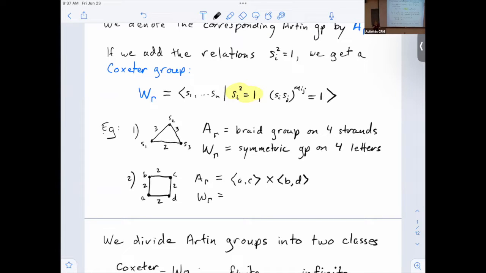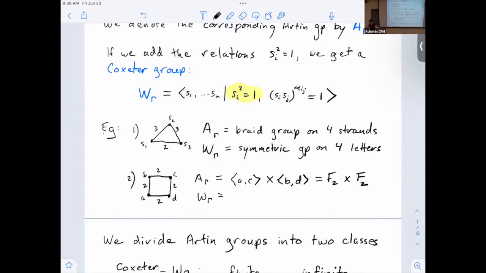Well, there's no edge. That means Mij is infinity, which means no relation, which means they generate a free group. So this is actually a free group generated by A and C, direct product a free group generated by B and D. This is, by the way, an example of something called a right-angled Artin group. Right-angled means you're only allowed twos and infinities and nothing else. So this is one example.